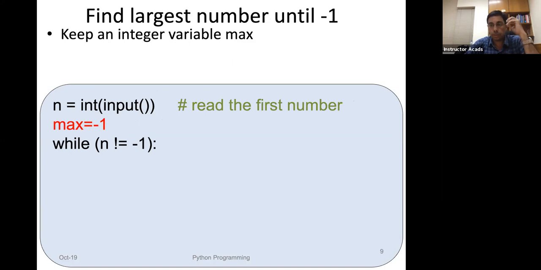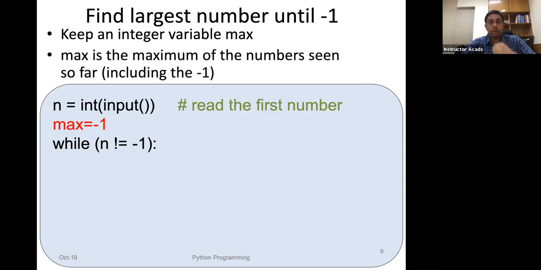Okay, now let's slightly modify the problem and say I want to find the maximum of the inputs until the user enters minus 1. So initially I'll keep track of the maximum number seen so far. I'll keep a variable max, which says this is the maximum number seen so far. Initially, I have seen only one number. I'll say max equal to minus 1.